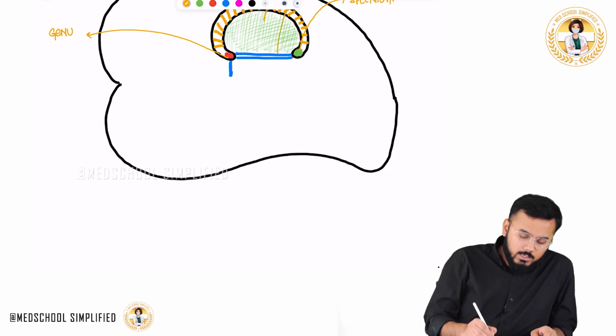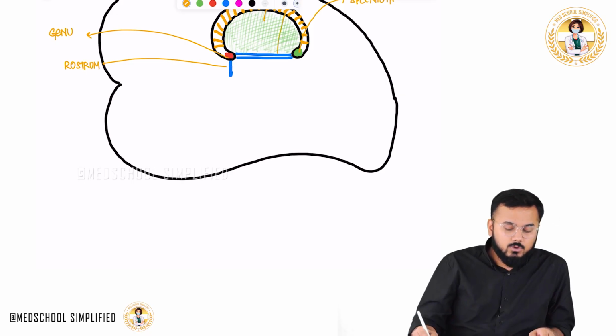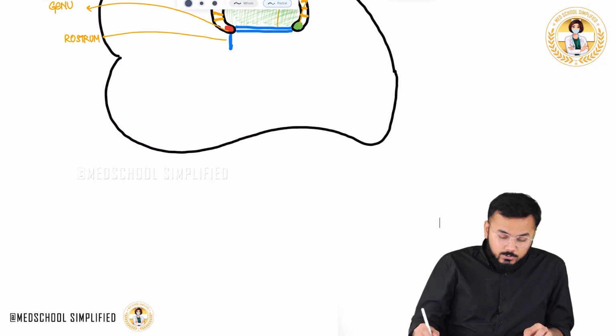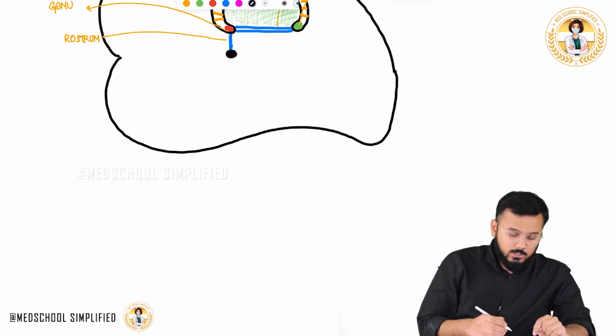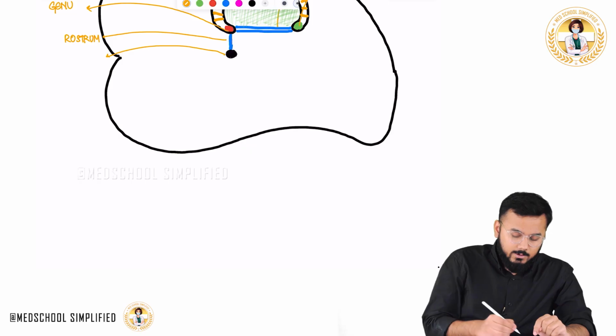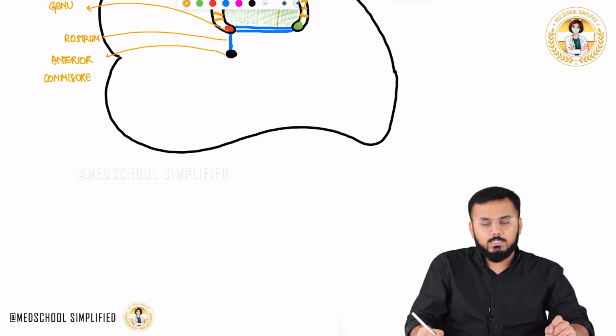Okay, so what is this one called? This is called rostrum. Now just beneath the rostrum, we have got another important structure all the way like this. This important structure just beneath the rostrum is called the anterior commissure.